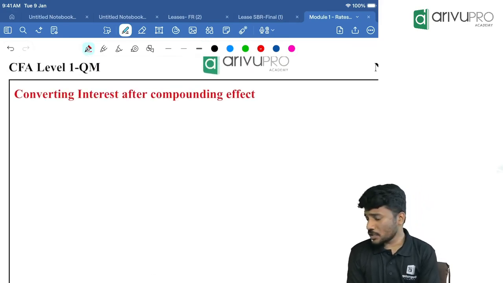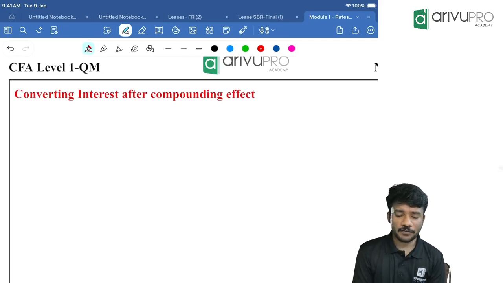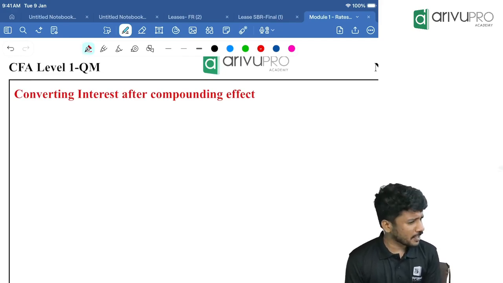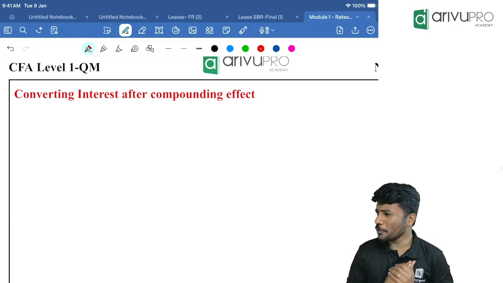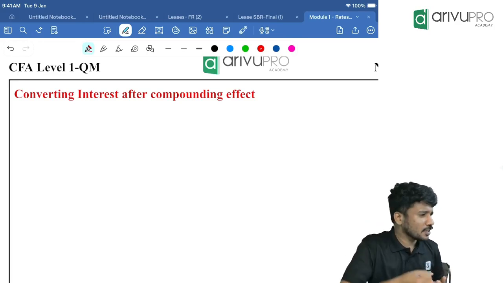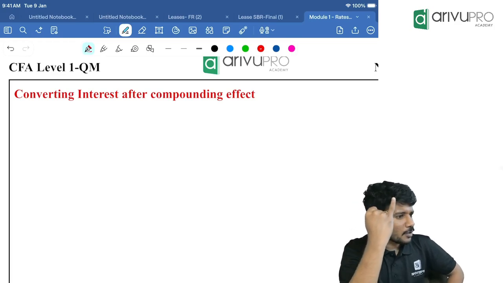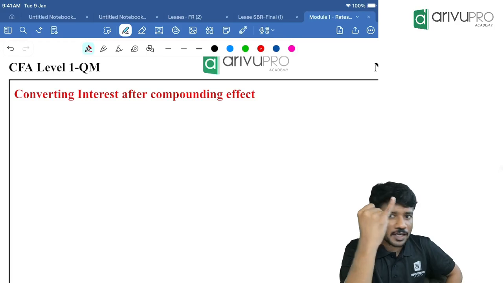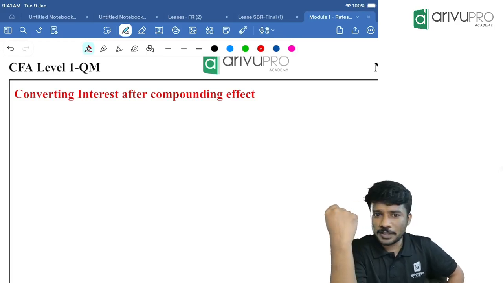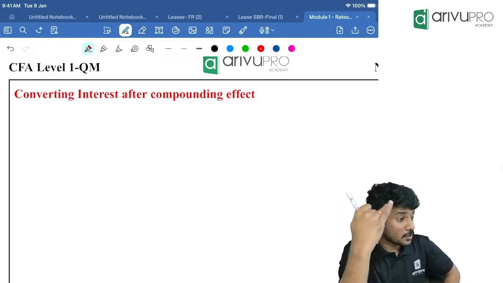Converting interest after compounding effect. Have you heard about compounding? Everyone knows about compounding, right? What compounding do we usually see? There is semi-annual compounding. Semi-annual means every 6 months it will get compounded. Then there is quarterly compounding.